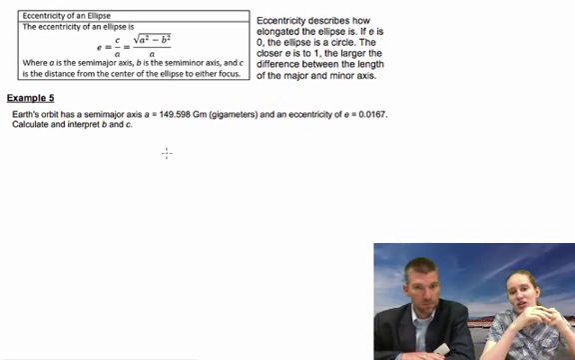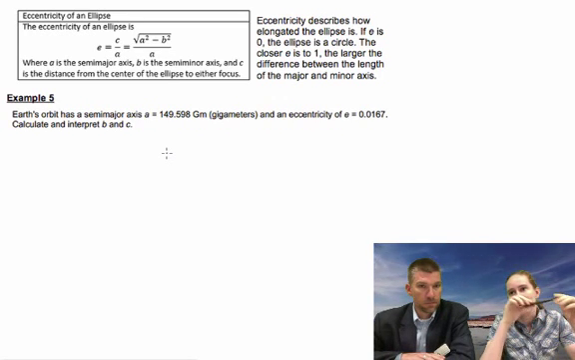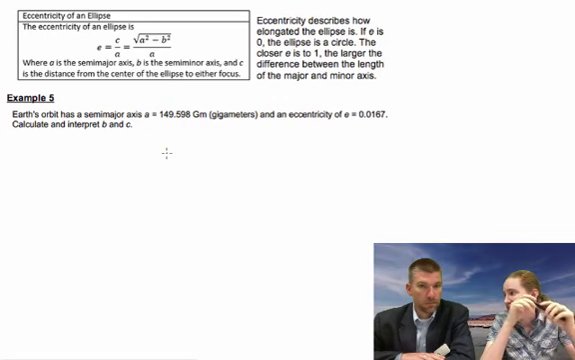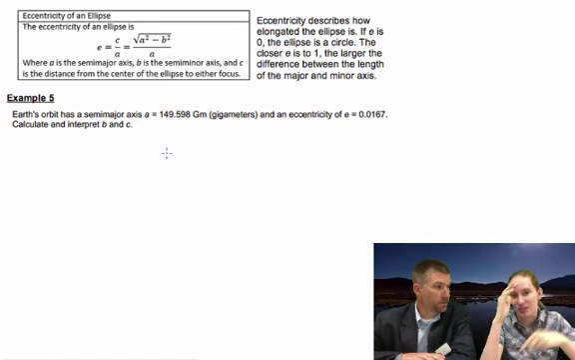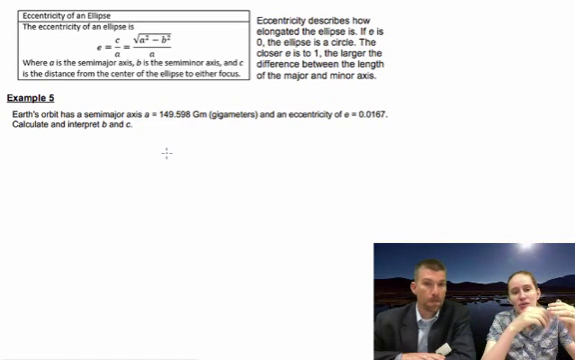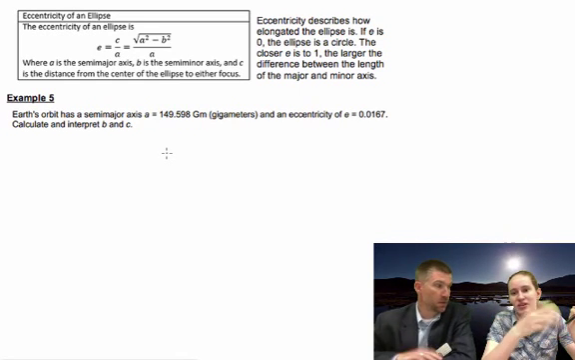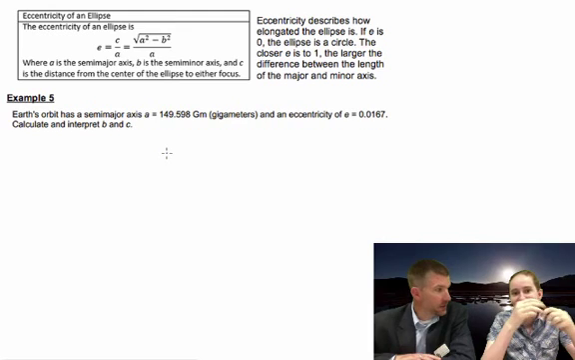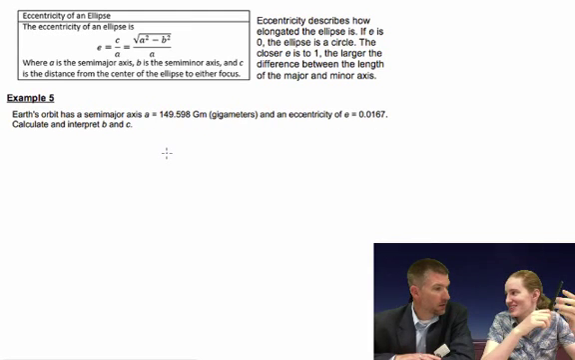And it says over here to the side, if your E value is 0, what you actually have is a circle because it's the same in both directions. We don't have a separate section for circles because circles are ellipses, kind of like all squares are rectangles.